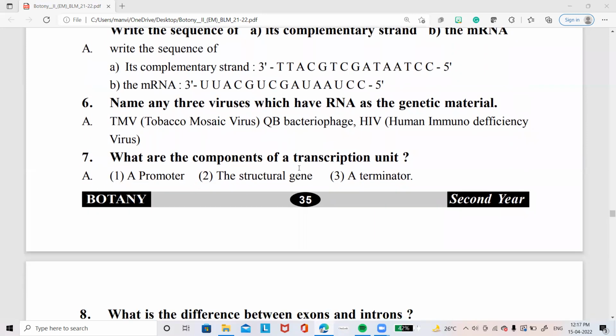What are the components of a transcription unit? A transcription unit contains a promoter, a structural gene, and a terminator, collectively called a transcription unit.